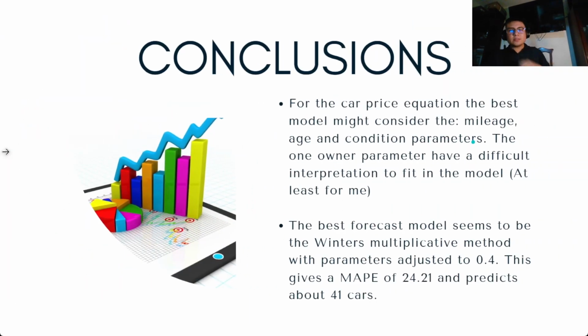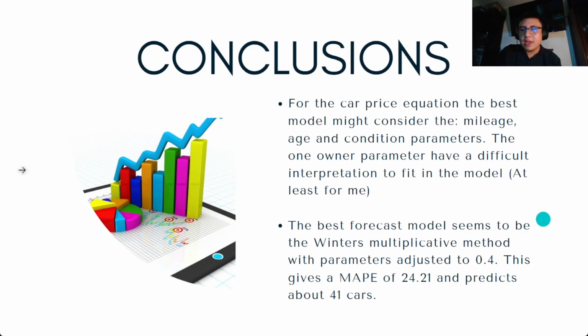What are the conclusions? I have told the conclusions for each part, but the quantitative regression model is the best according to me. But if you want to take qualitative data, you could consider the condition of the car. And the forecast model seems to be the Winters multiplicative method with parameters adjusted to 0.4. This gives a MAPE of 24.21 and predicts about 41 cars for the next year.